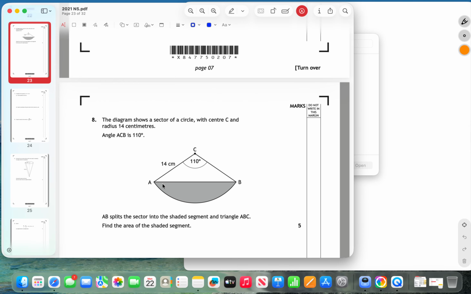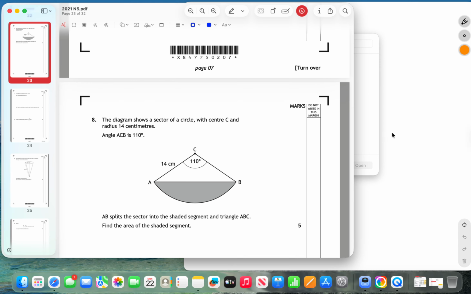Here we have the 2021 Resource Paper 2 question 8, and we're given a sector, and we're given that the segment has been shaded, and we have to find the area of the shaded segment. Pause the video if you want to have a go at it, otherwise I'm going to continue. So if you've paused the video and you've had a go at it, let's go through this.